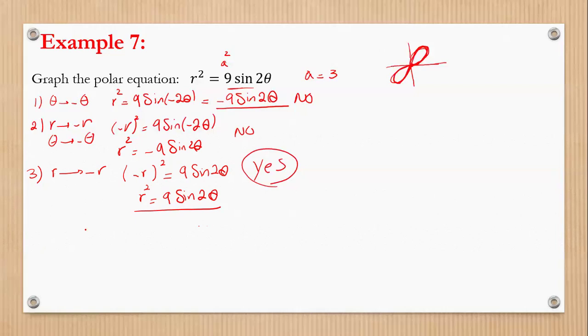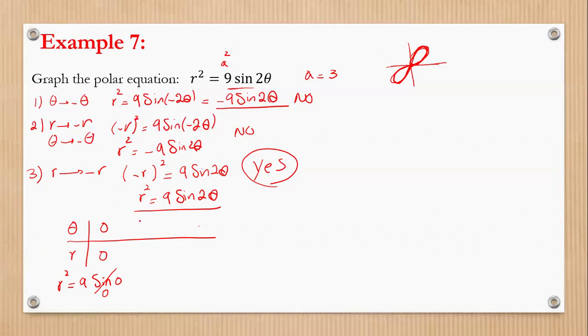Now I need to replace some points here for theta, to find r. If I replace theta by 0, I get r squared equals 9 sine of 2 times 0, which is 0. Sine of 0 is 0, and 0 times 9 is 0. So the answer is just 0.